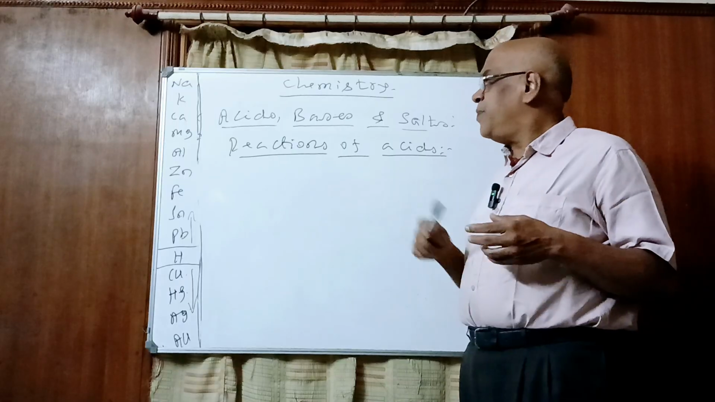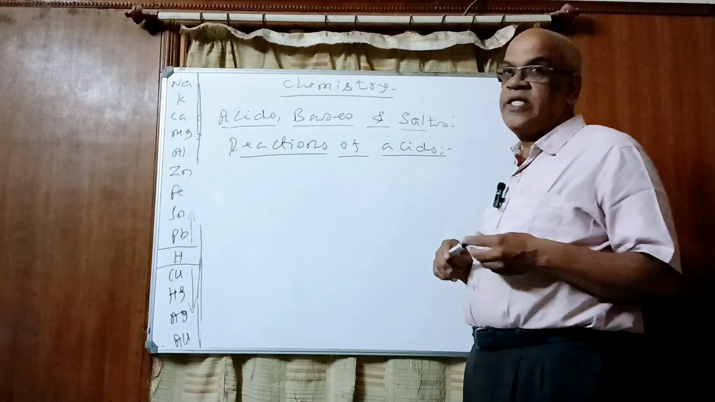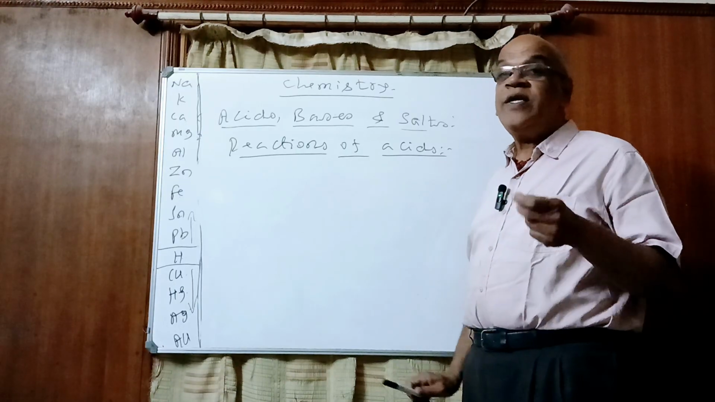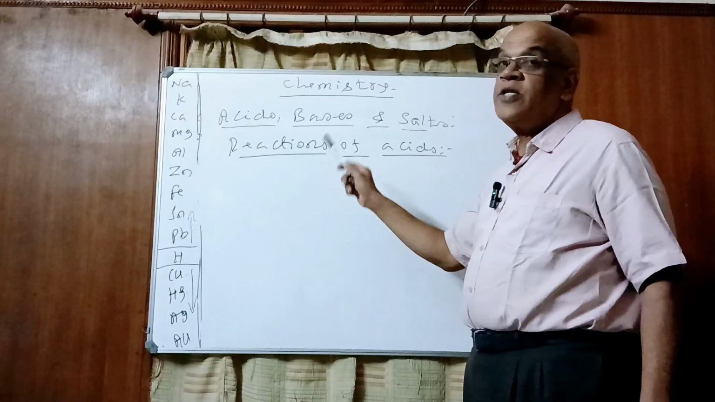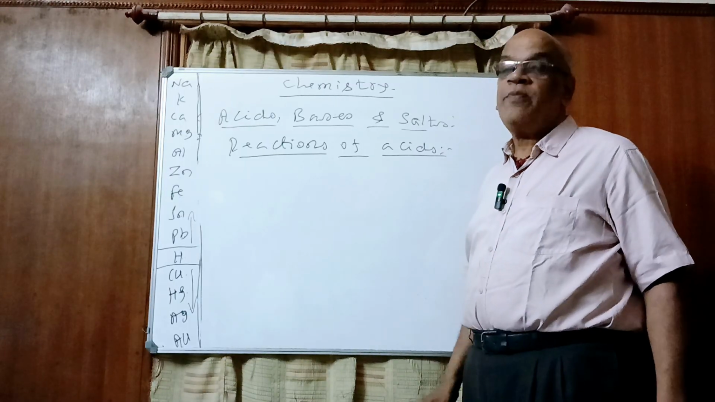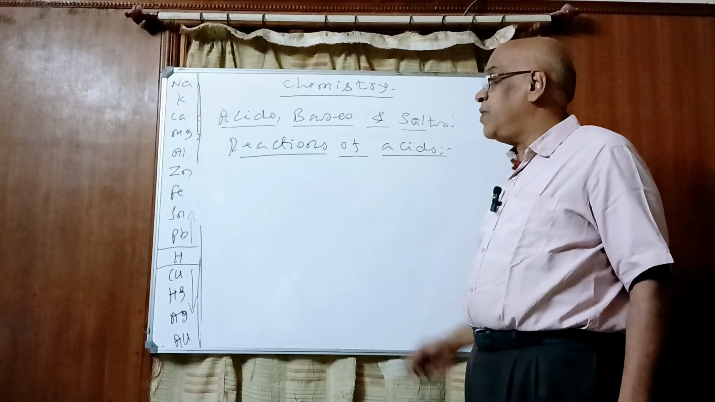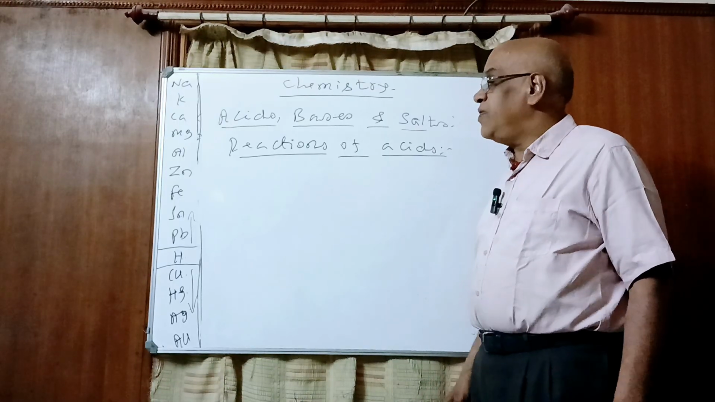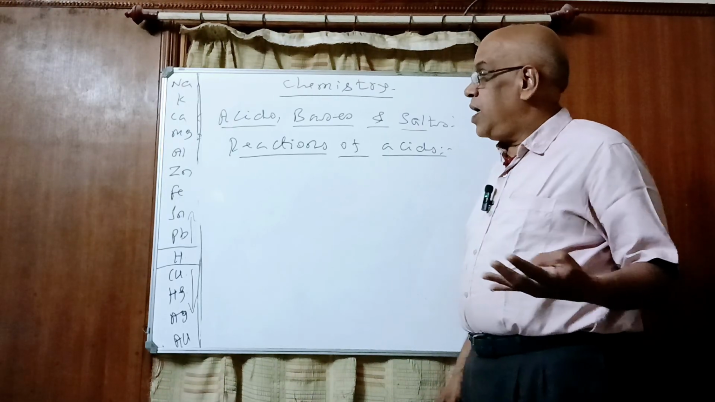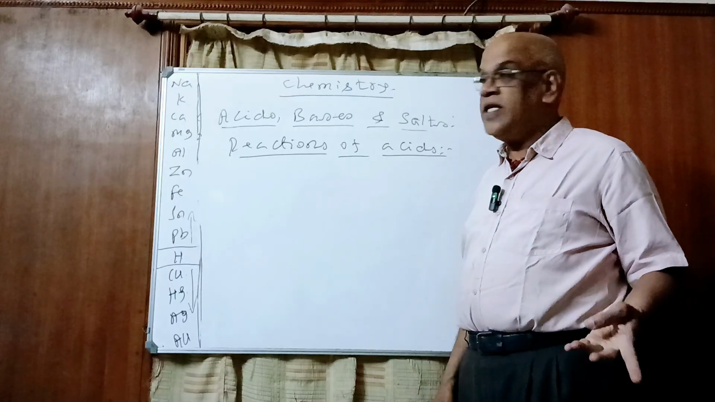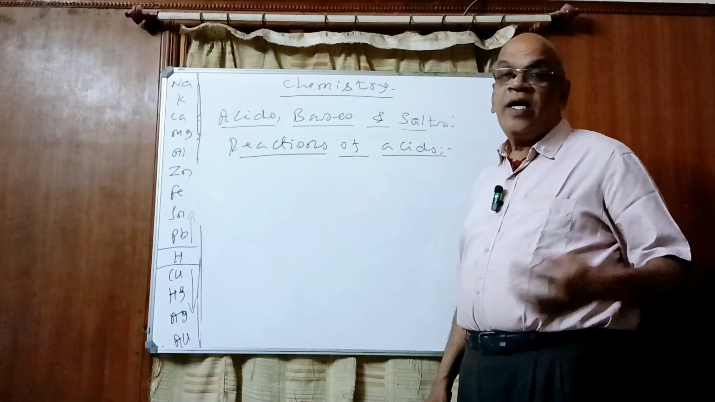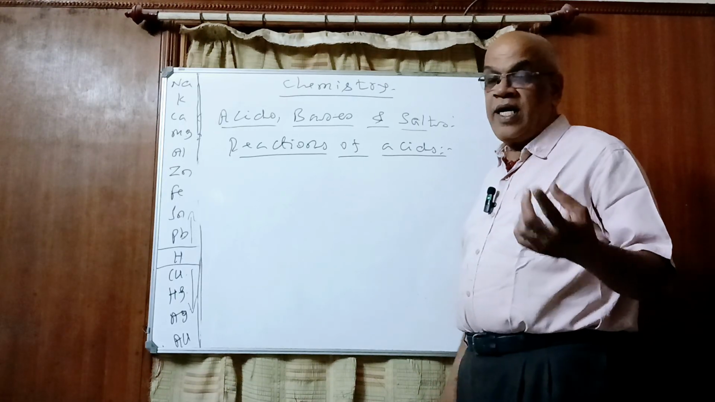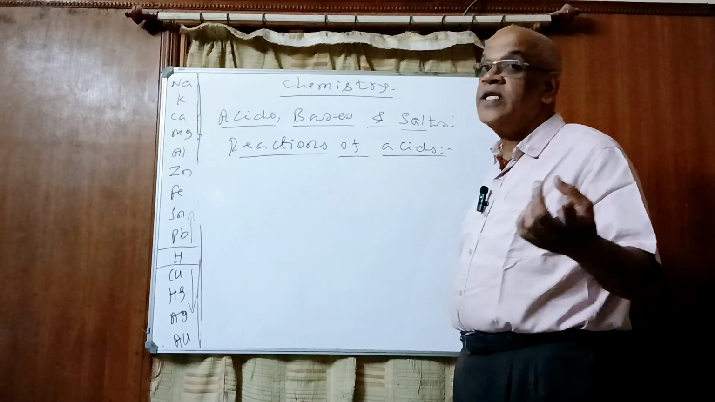Children, next topic, reactions of acids. What reactions? Chemical reactions. What we discussed as properties, children, are the physical properties. They are sour to taste. Then we discussed the action of 3 indicators on acids. Then they conduct electricity in aqueous form. These are all physical properties.